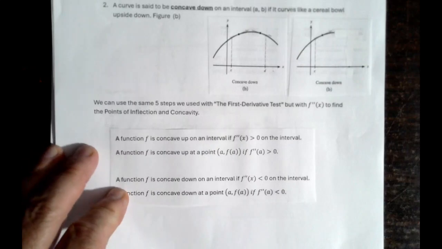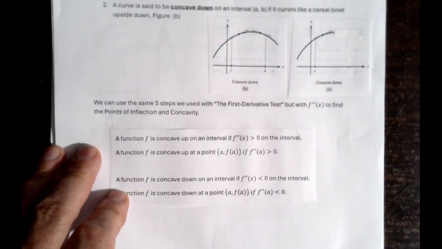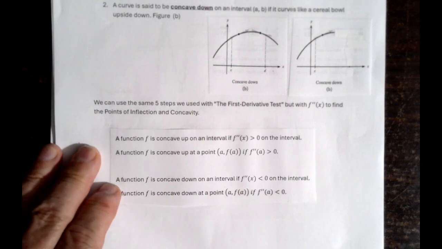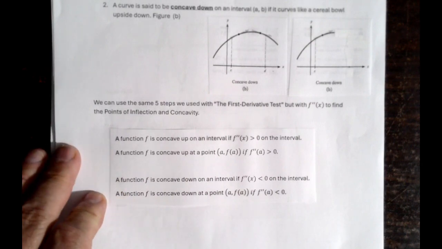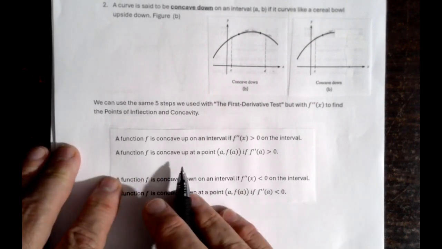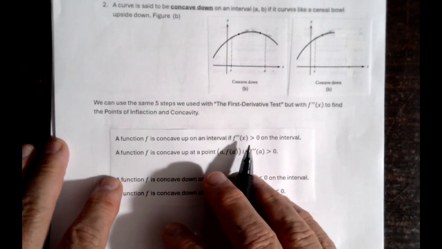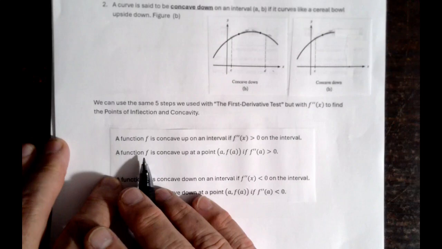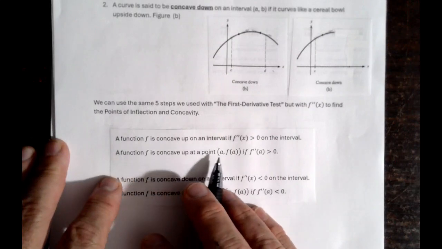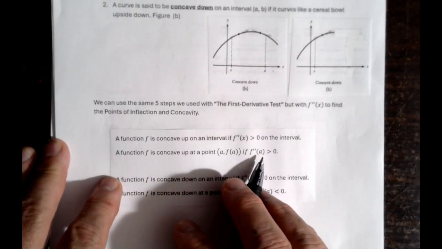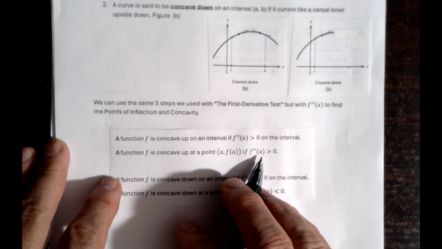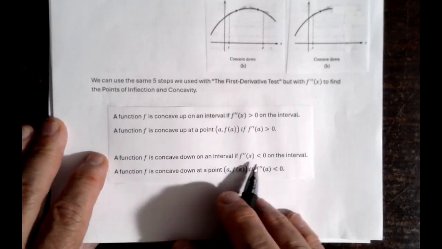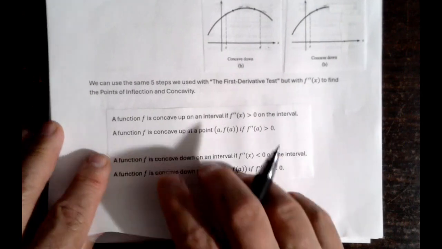We can use the same 5 steps that we used in the first derivative test, but we do it with the second derivative in order to find the points of inflection and concavity. A function f is concave up on an interval if the second derivative is positive on that interval. A function is concave up at a point if the second derivative at the x value of that point is positive. And the same thing for concave down, except it's all negative.